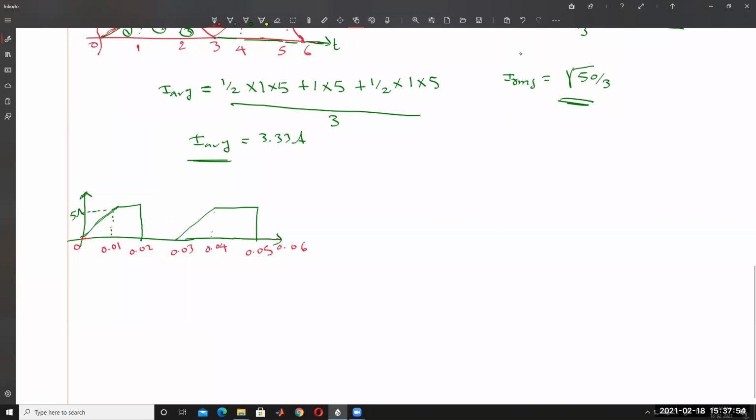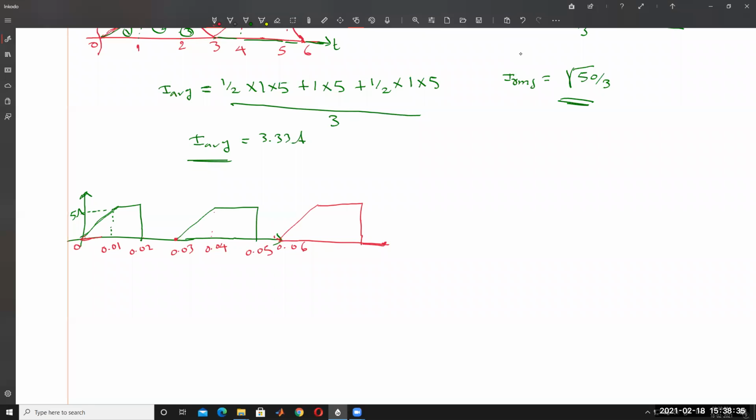Anyone? What is the time period, sir? 0.02? 0.03. 0.03 is right. Because of 0.02, 0.03, this waveform is repeating again up to here, and again this waveform will start from here onwards. Okay, like this, up to here. So 0 to 0.03 is the time period.